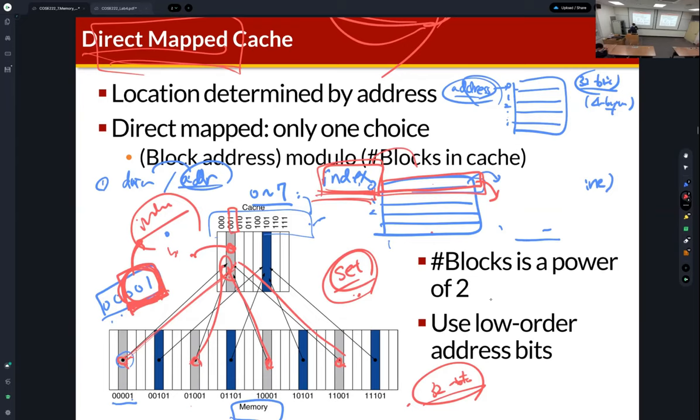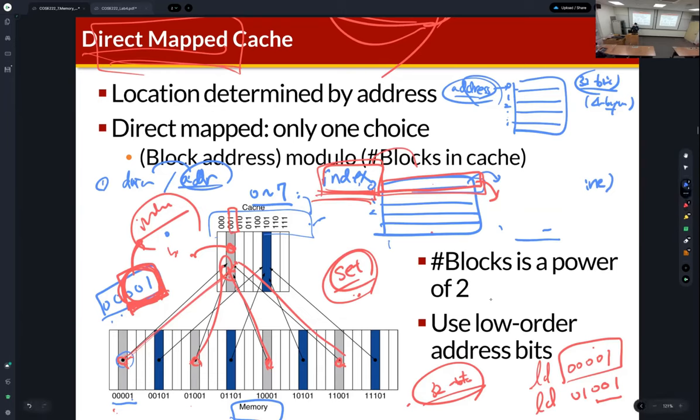So if a load instruction requests the data with the address 00001, then this data is stored in index number one of this cache. Also, if we load the address 01001, then this data is also stored in the same index, the same location of the cache.